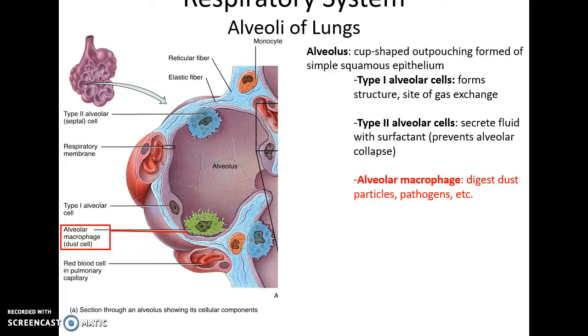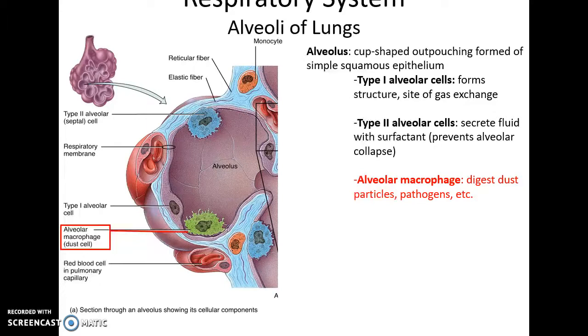The type 1 alveolar cells are the simple squamous epithelial cells, and through them is where gas exchange is going to occur. The type 2 alveolar cells that are also present, seen up here, are cells that secrete a fluid called a surfactant that lines the inside of the alveolus, and the surfactant helps to reduce the tension in the fluids in the alveolus, and so helps prevent them from collapsing.